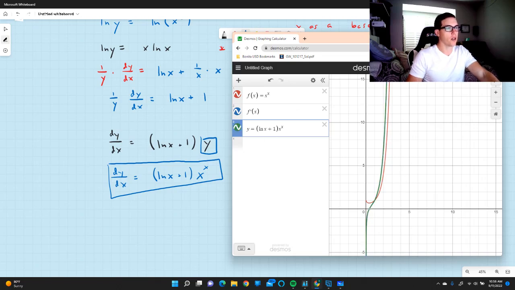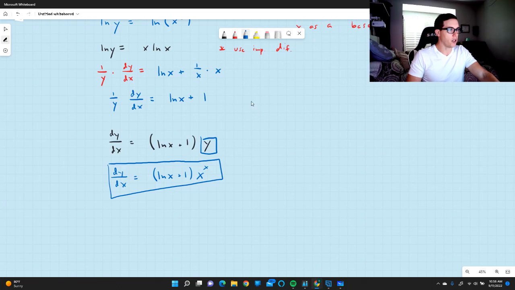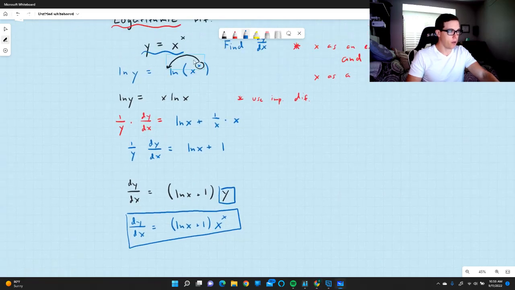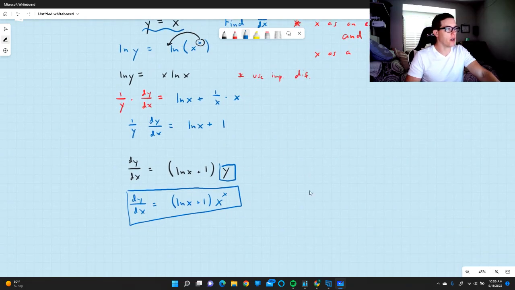So this is called logarithmic differentiation. You essentially have the problem of x in the exponent and in the base. So in order to get rid of this, you can simply swing the x in front after you take the log and then go from there.